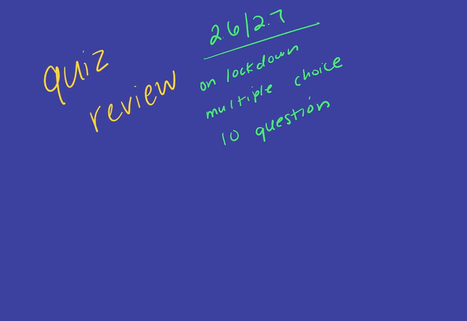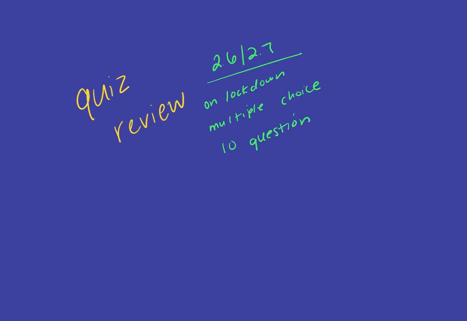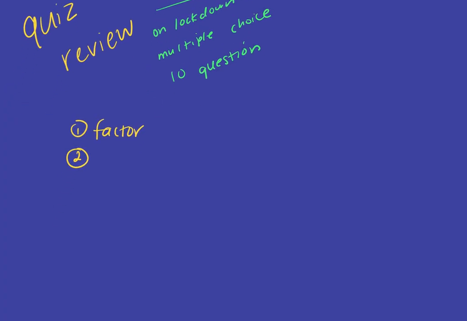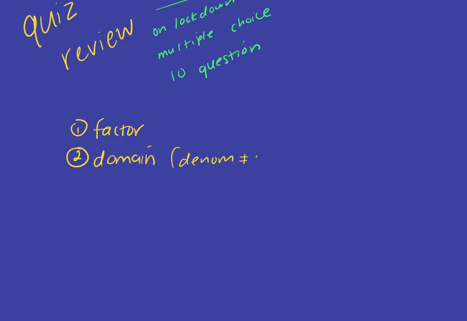So as a recap before we get into that warm-up, the very first thing you're going to do every time is what? Factor. Then the second thing you're going to do, find the domain. Set your denominator not equal to 0, and it's going to be in interval notation, unless, of course, it's multiple choice and it says otherwise.